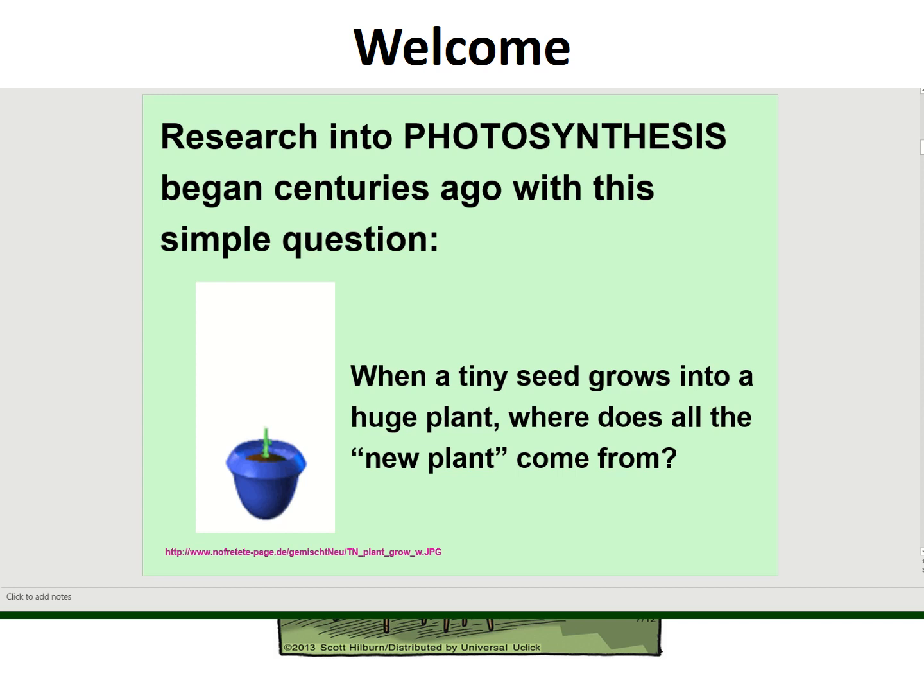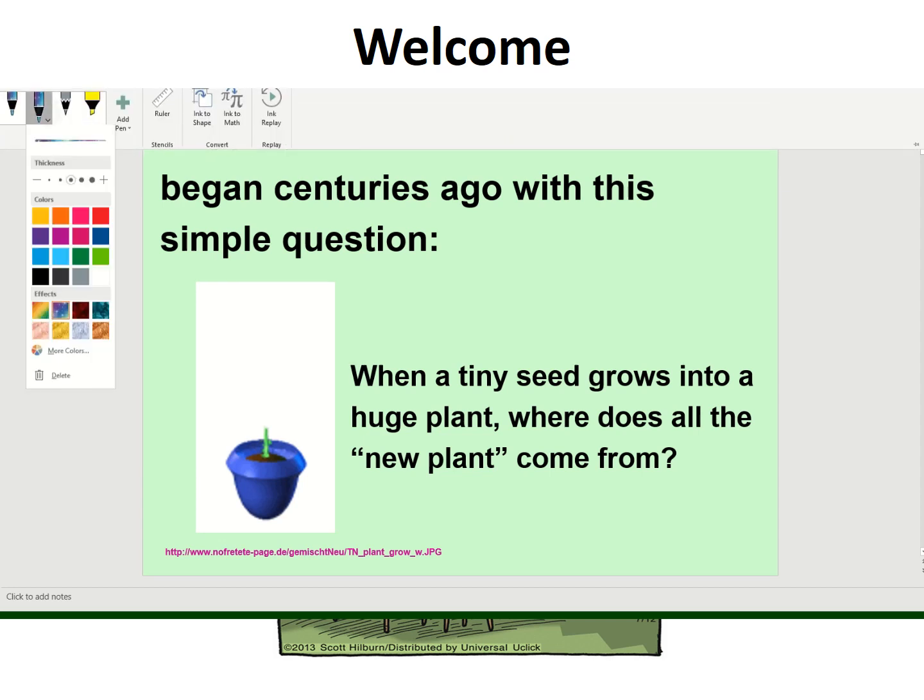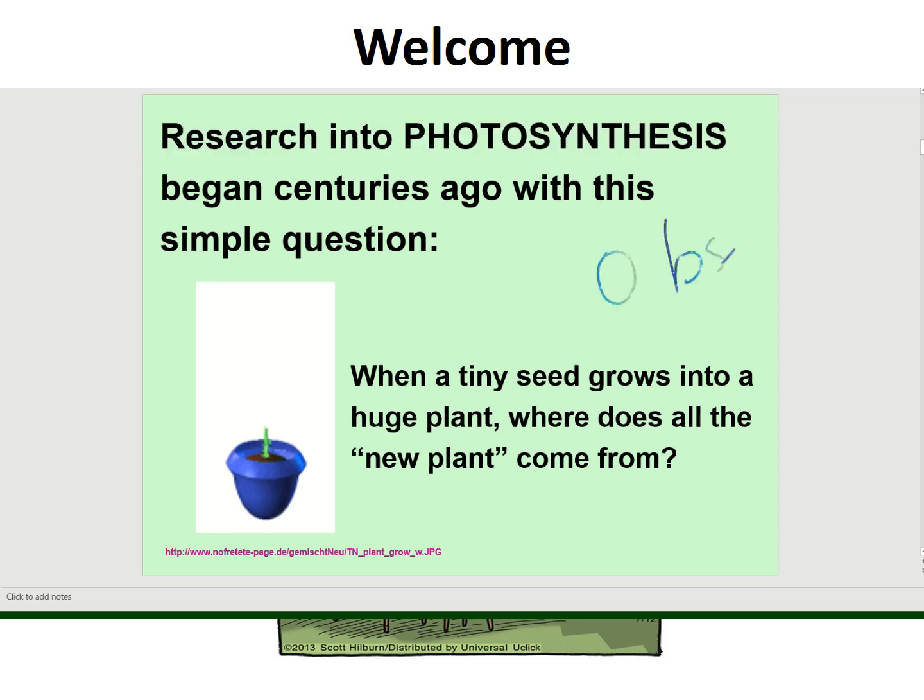How do we know this, right? Research into photosynthesis began centuries ago with this simple question. So a long time ago, when a tiny seed grows into a huge plant, where does all the new plant come from? Where does all this growth come from, right? So some scientist or some person just like you had this idea. What's going on when this happens? How does this happen? An observation, right? Isn't that what I told you to do first? Or you want to make an observation about things that you like? Well, this person probably likes the outside. So I'm going to put here observation. That's how experiments start.